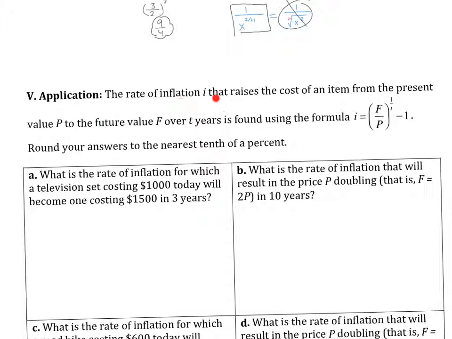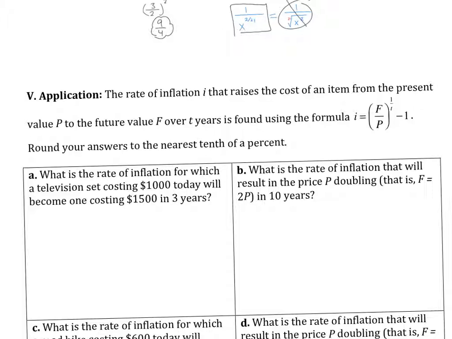The rate of inflation I, so there's my inflation, that raises the cost of an item from the present value P to the future value F over t years is found using this formula. I equals F over P, all to the 1 over t power, minus 1. We're going to round our answer to the nearest tenth of a percent for each one here.